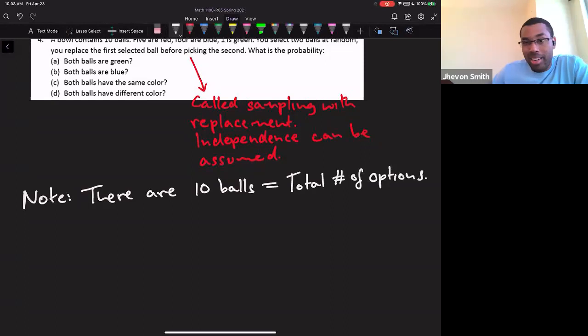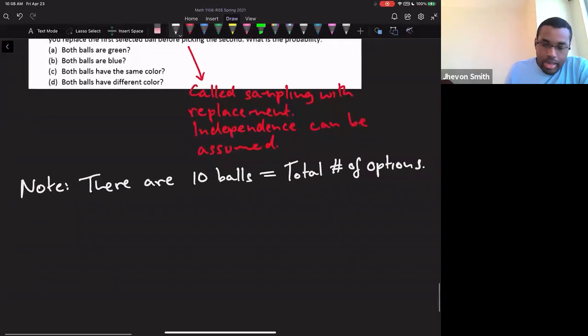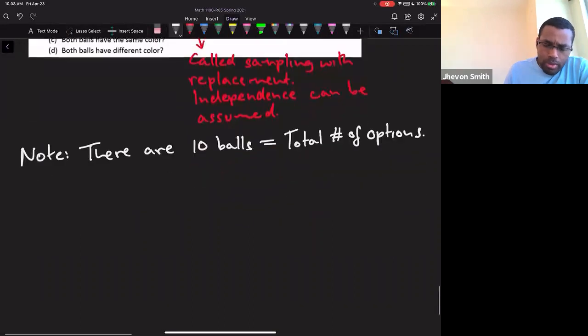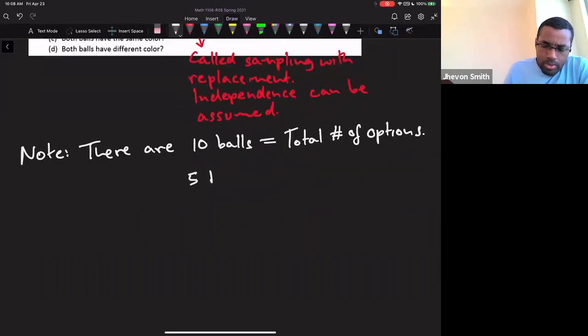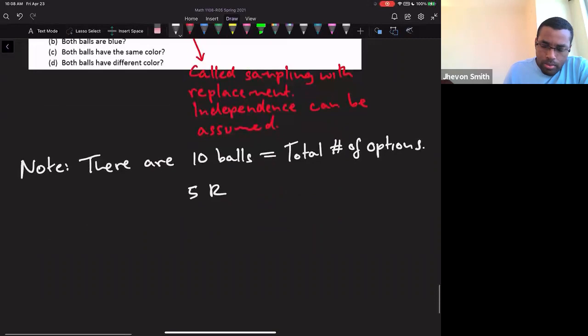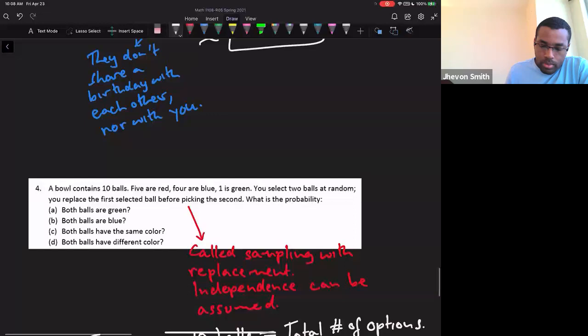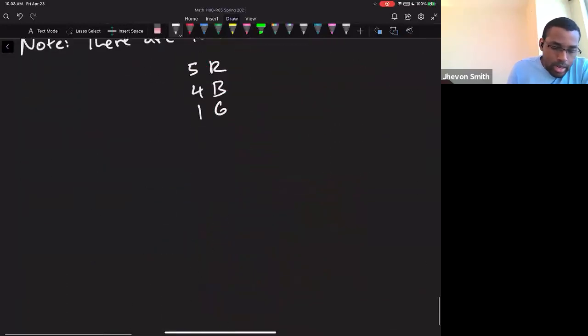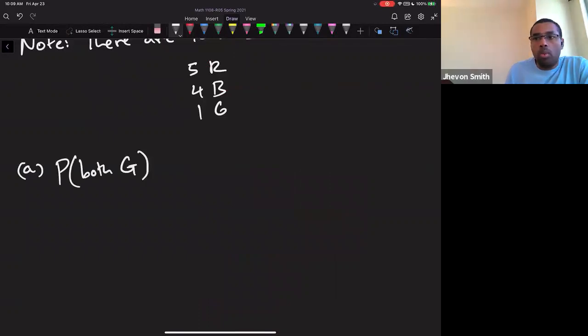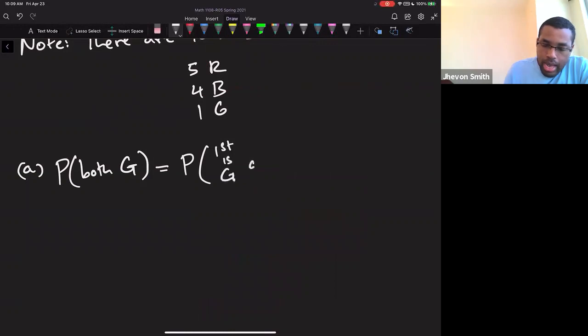So we know that that's going to be in the denominator. And then we have 5 red, 4 blue, 1 green. Okay, now think of a probability, both green. So what you can do is think of this as the probability that the first is green and the second is green.